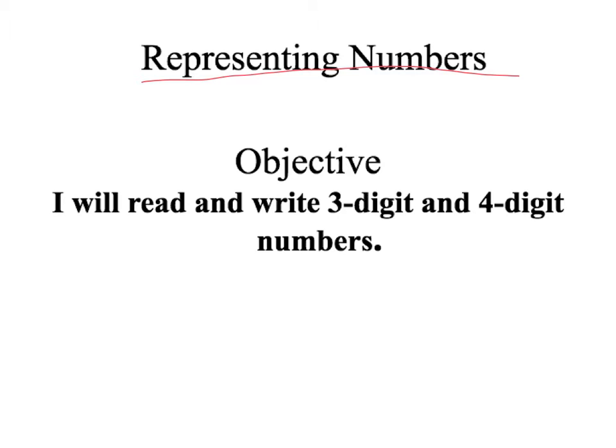Now the next thing is the objective. The objective is what I would like you to be able to do at the end of the lesson. And in this lesson it says, I will read and write 3-digit and 4-digit numbers.